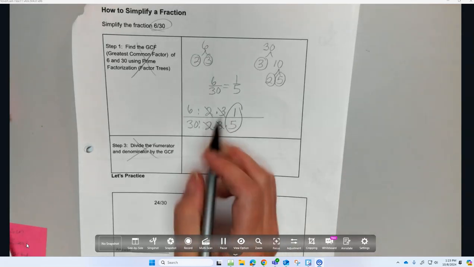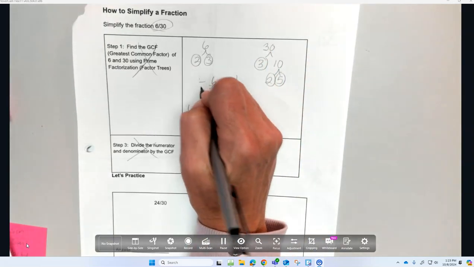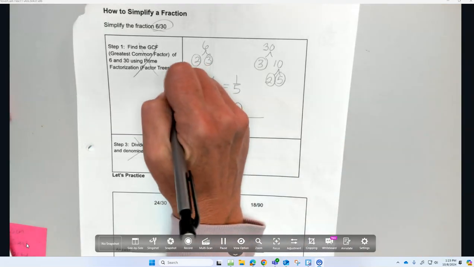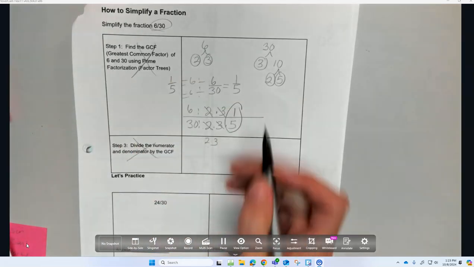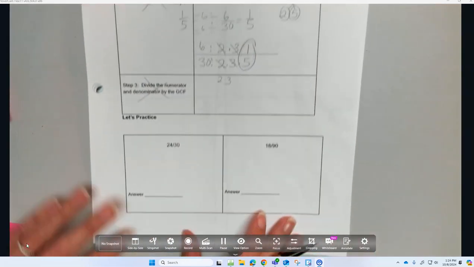See, here's how you would get your greatest common factor. You do 2 times 3. You can come back up and divide them both by that greatest common factor of 6, and you're still going to get the 1/5. So that's the old way. The new way is not having to go back and divide. You just cross out and use what's left.